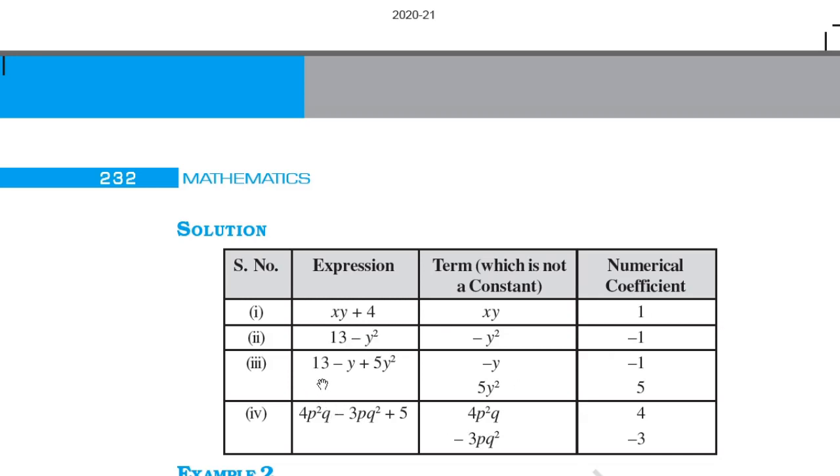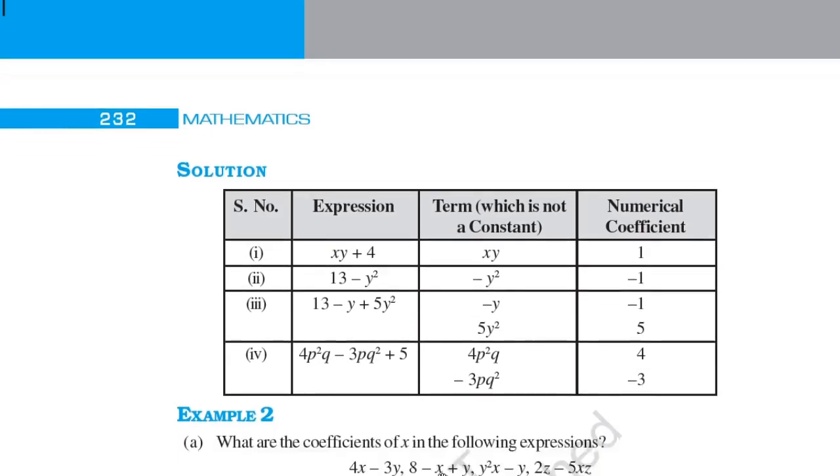Here also you can see 5y square 13 minus y square y plus 5y. So you can see there are two terms, minus y and 5y square, and the coefficients are 5 and minus 1. 4p square cube 3pq square plus 5. So you can see here this is a term and this is a term. It is written here that 4 is a coefficient and minus 3 is a coefficient.